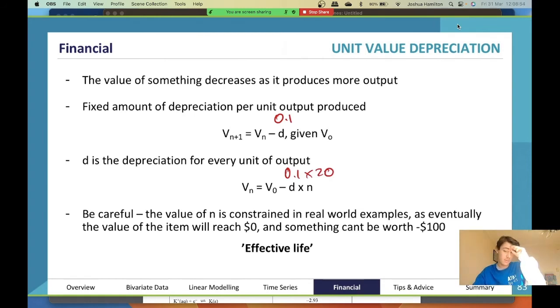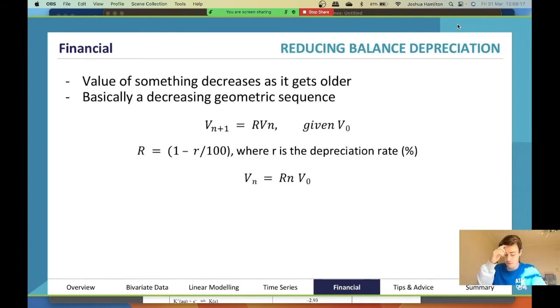So really important, that's how you go about that. You go, all right, 0.1 cents per unit, and there were 20 units, because there was 2,000 pages, which is 20 times 100, and therefore we get whatever value that would be. It would be like $2 off the value of the printer. So that's unit value depreciation. That's an application of that.